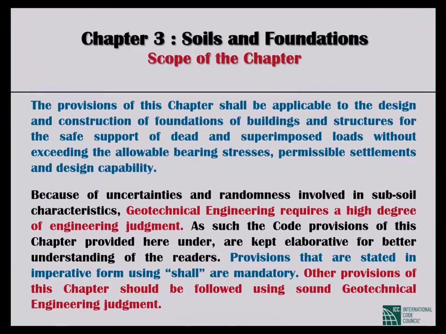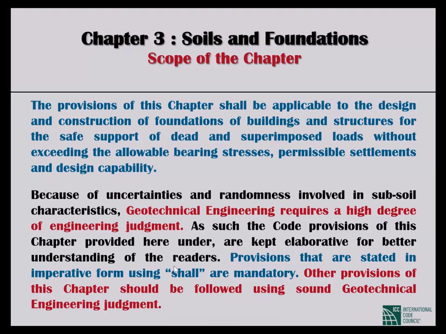So let's look into the scope of this chapter. It is a bit unusual. It is said like this: the provisions of the chapter shall be applicable to the design and construction of foundations of buildings and structures for the safe support of dead and superimposed loads without exceeding the allowable bearing stresses, permissible settlement, and design capacity. This is okay.